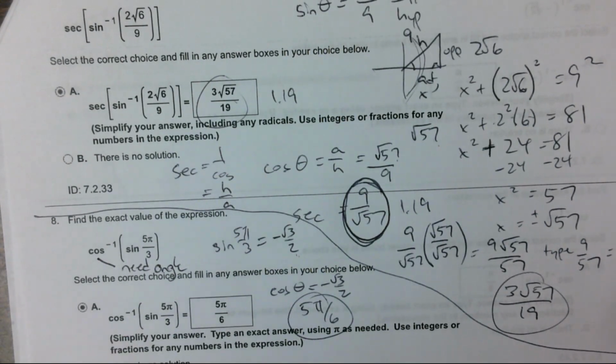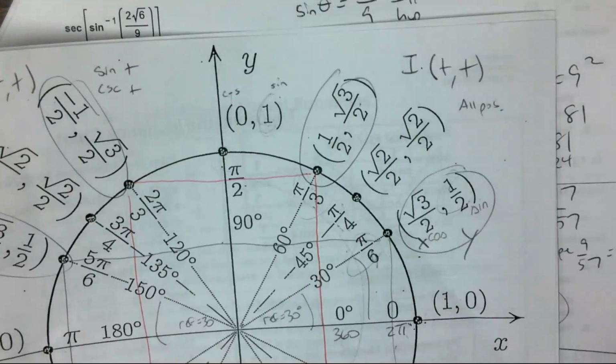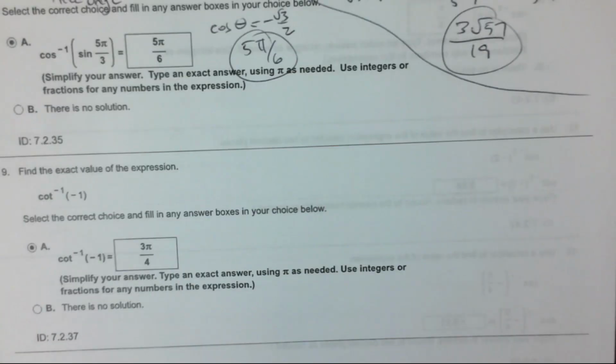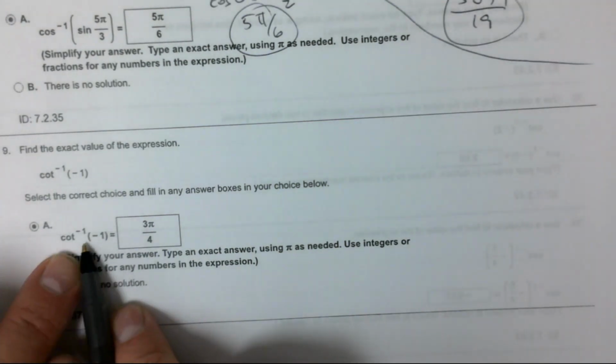So you basically use your unit circle. First we had to go over here, and then we had to go over there. Okay, on this next one, we're doing inverse cotangent of -1.